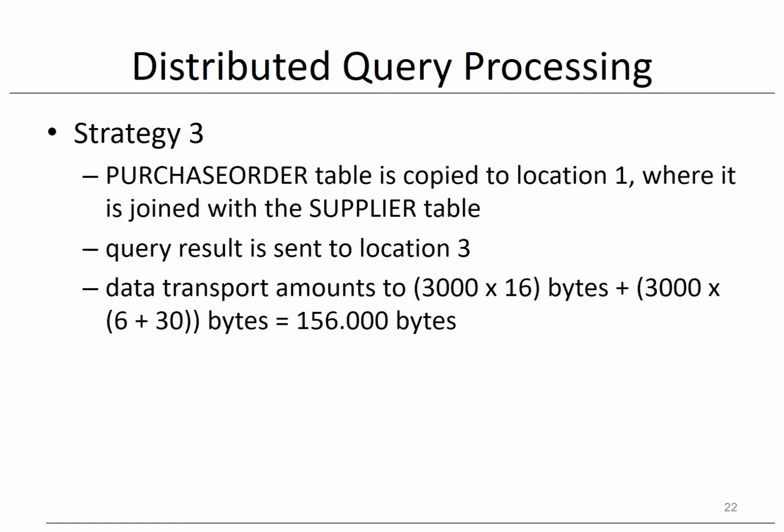Strategy 3. The purchase order table is copied to location 1, where it is joined with the supplier table. The query result is sent to location 3. The data transport amounts to 3000 times 16 bytes plus 3000 times 6 plus 30 bytes, which equals 156,000 bytes.